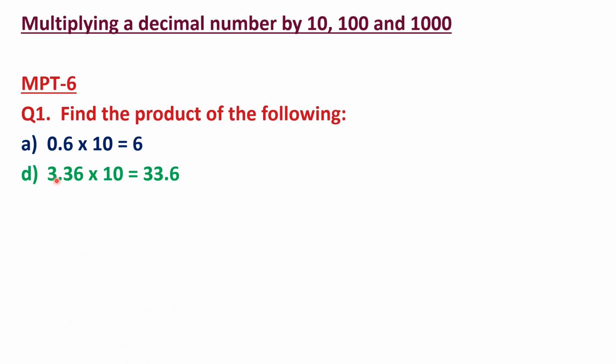You see here 3.36 is multiplied by 10. Only one zero is there in 10. So only one digit we will shift the decimal towards the right. So the number will become 33.6.